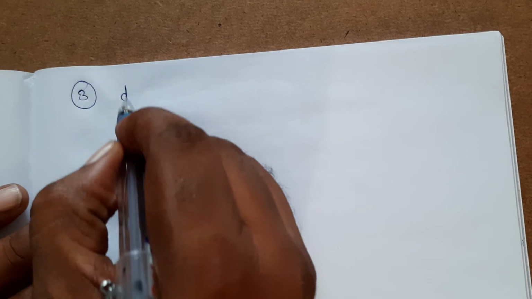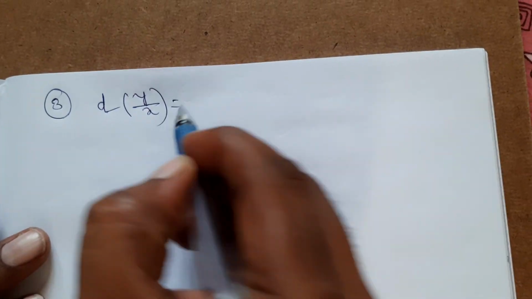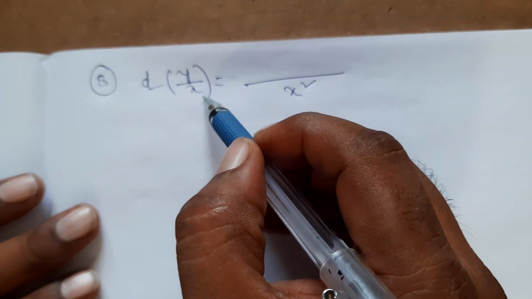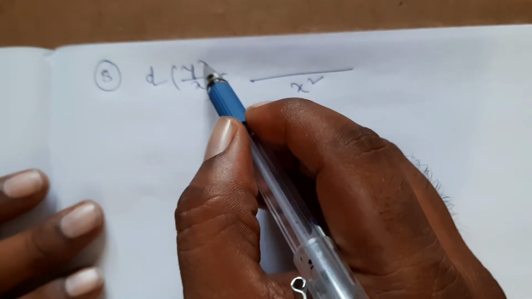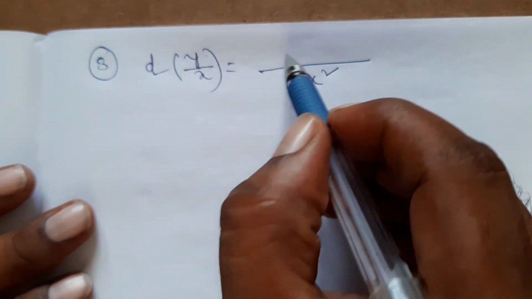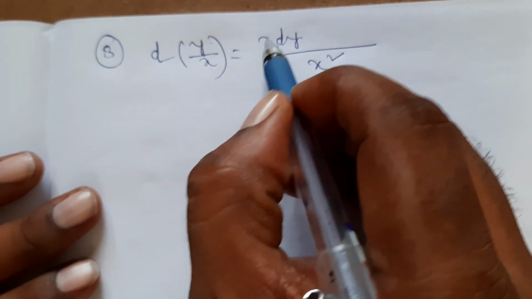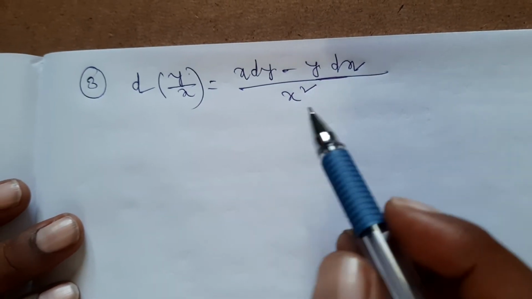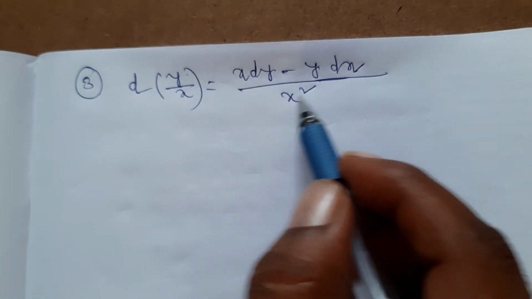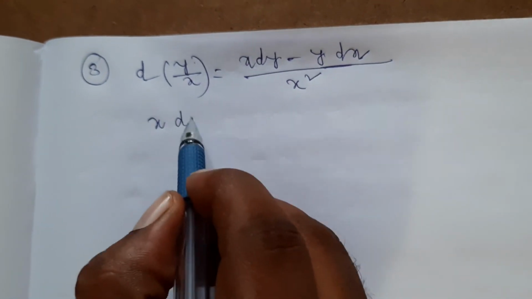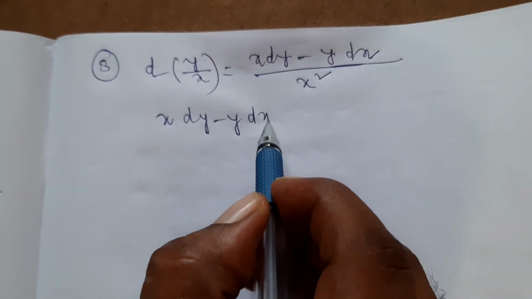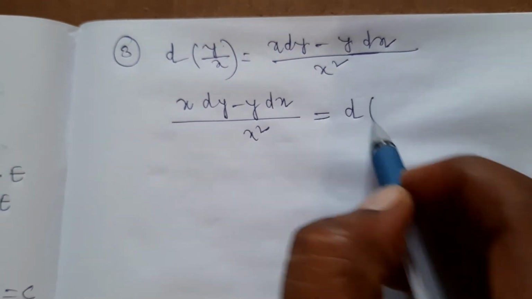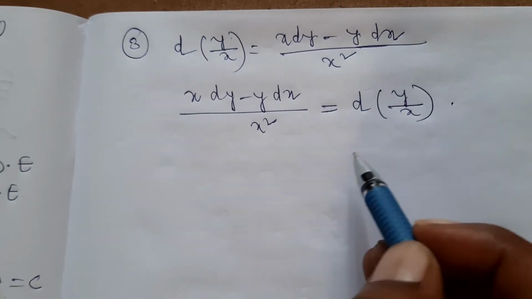For example, what is the derivative of y by x? Tell me. The derivative of y by x: here x square is the denominator, so you can apply the u by v formula. It is x times dy as it is, minus y into dx, over x square. So whenever you observe x dy minus y dx by x square, instead of this whole value you can write the derivative of y by x.